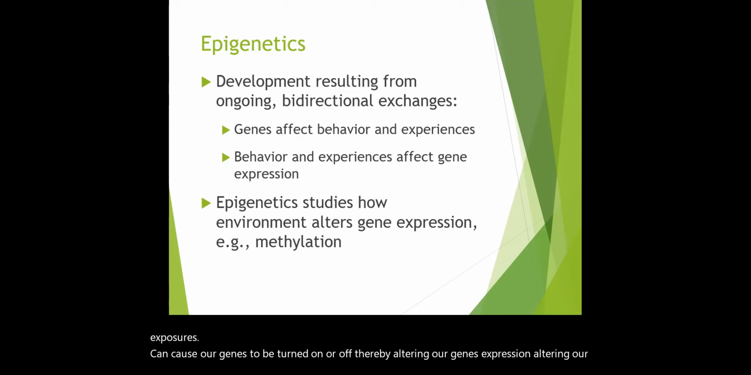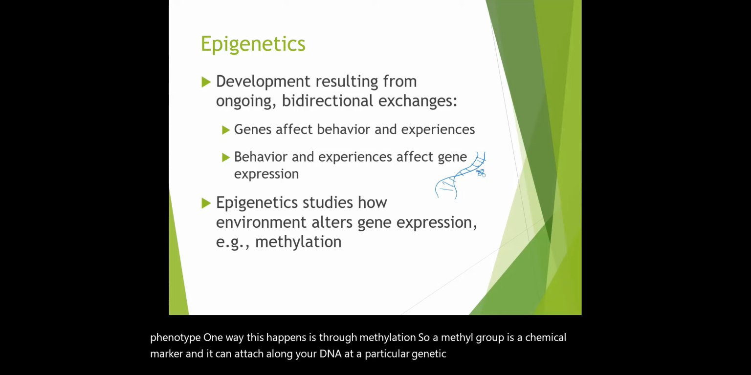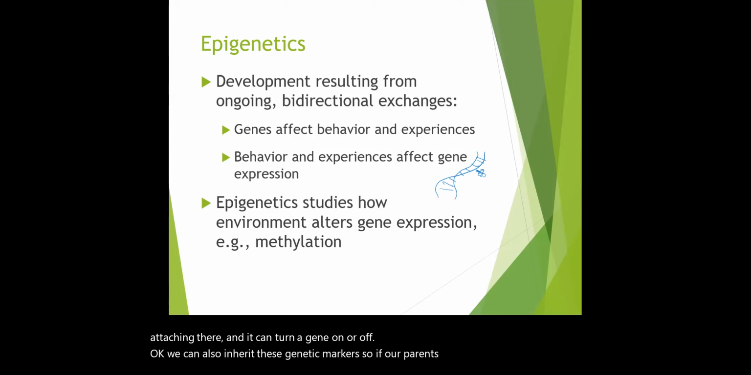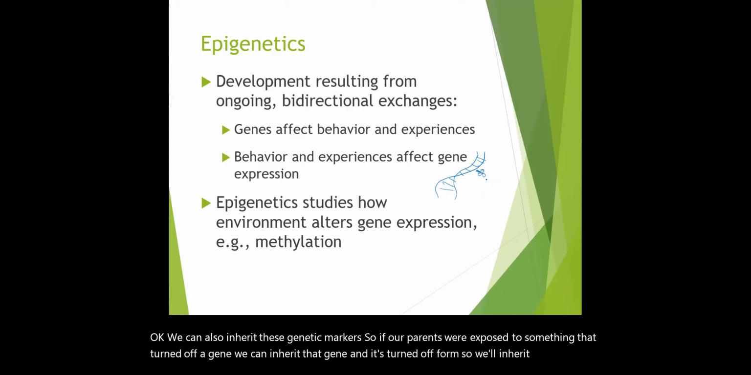One way this happens is through methylation. A methyl group is a chemical marker, and it can attach along your DNA at a particular genetic site, right? A molecule attaching there, and it can turn a gene on or off. We can also inherit these genetic markers. So if our parents were exposed to something that turned off a gene, we can inherit that gene in its turned off form. We'll inherit that methyl tag as well.